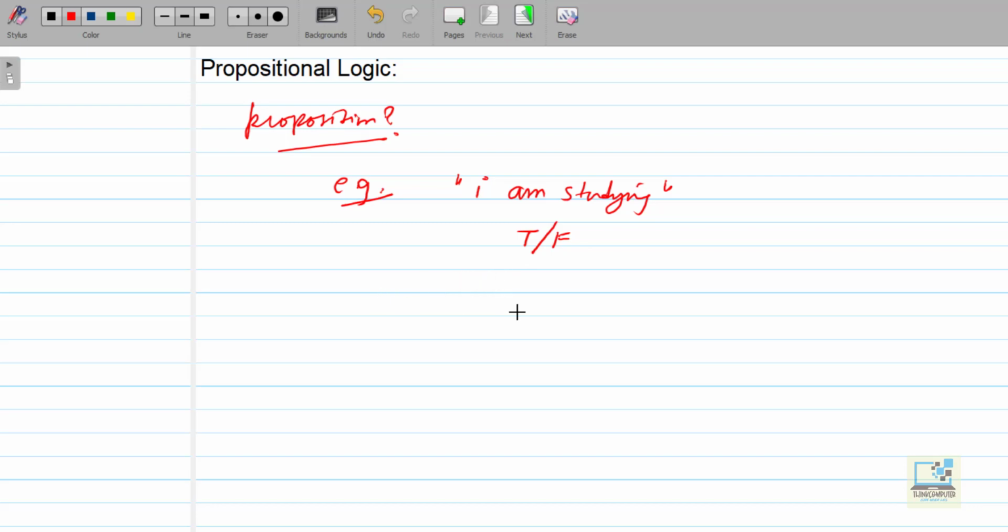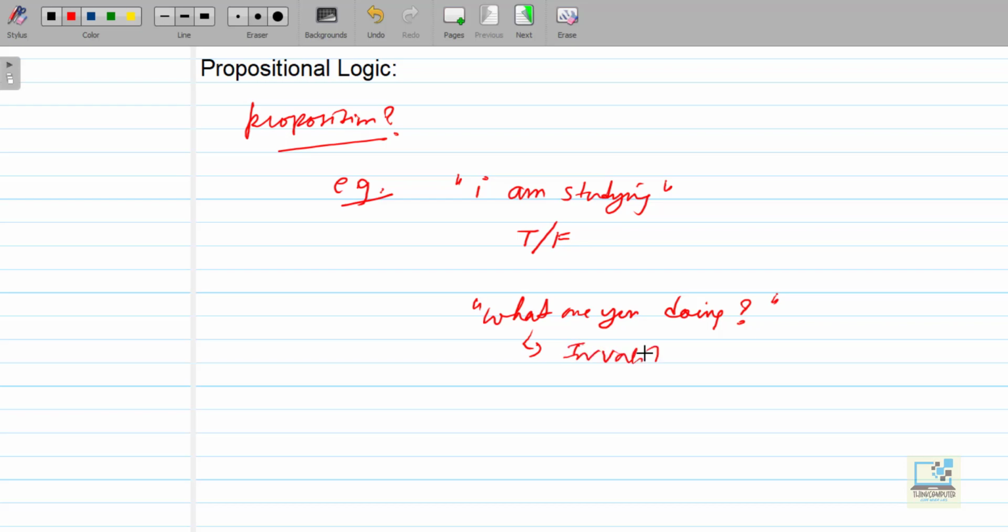Now a proposition can be valid or invalid also. For example, if I say what are you doing, here we are asking a question, and whenever we ask a question it is an interrogative sentence, and this cannot be a proposition because the answer to this question can be anything, like I am eating, or I am recording a video, or I am playing, or I am studying. So the answer is not true or false, it can be any value, correct? So this is an example of an invalid proposition.